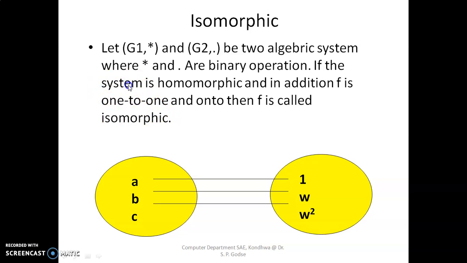What is meant by one-to-one? For every input of the function, it should give a unique output. In that case, it is called one-to-one. And what is meant by onto? All the values of the codomain should be occupied, then it is called onto. If both conditions are satisfied, then it is called isomorphic.